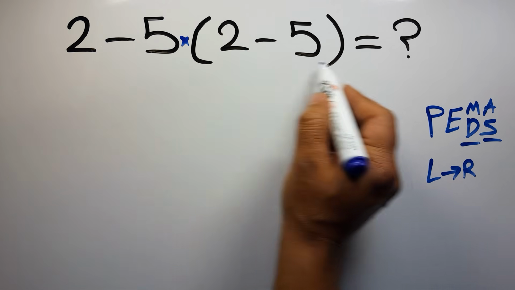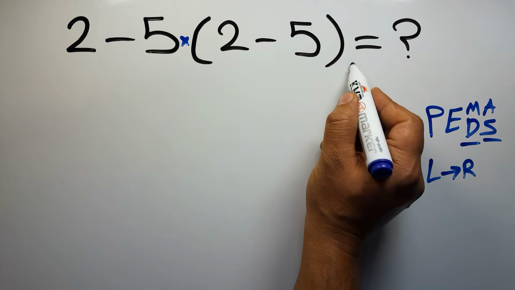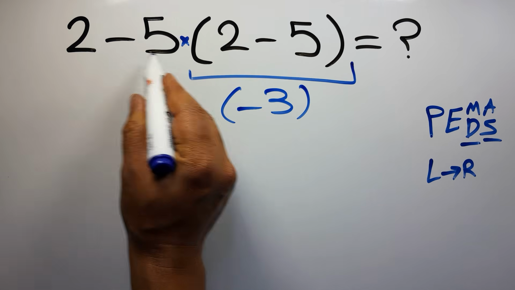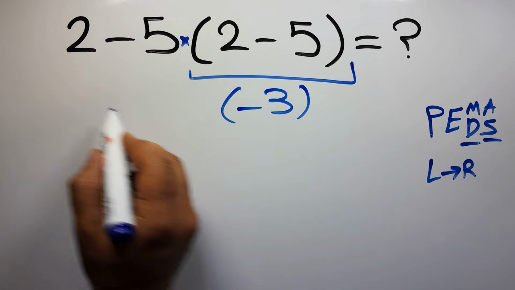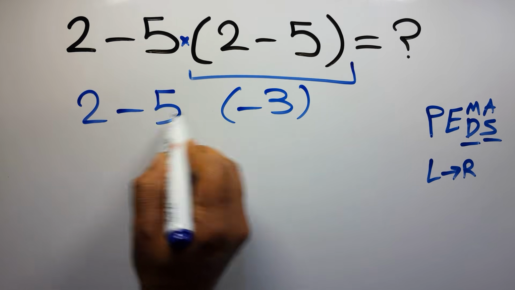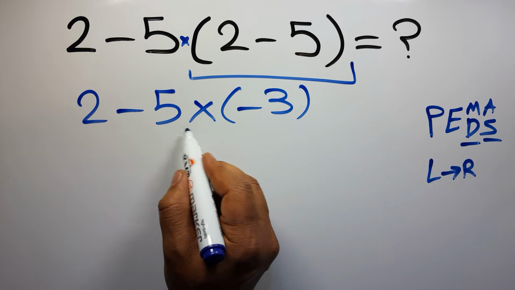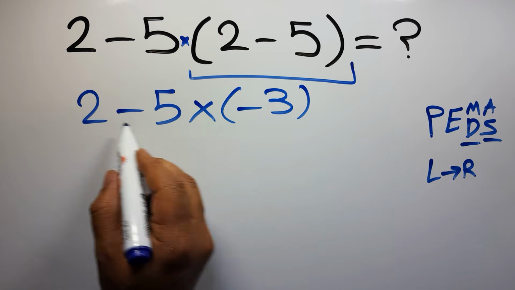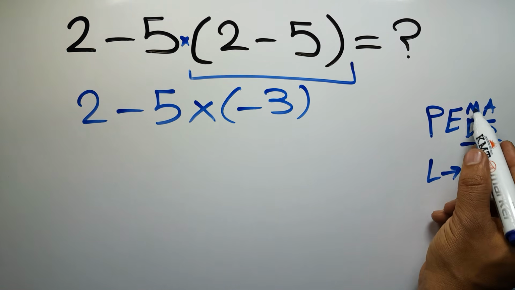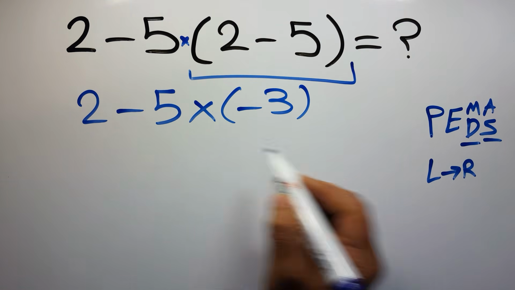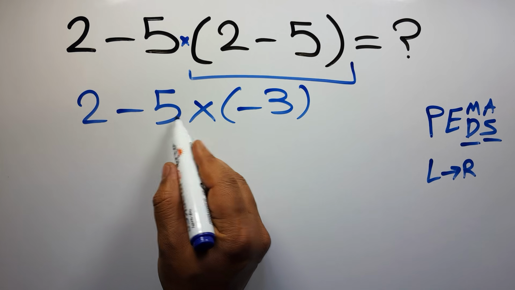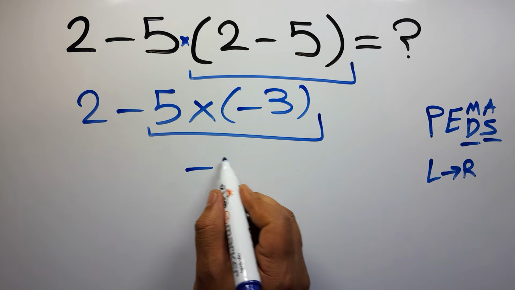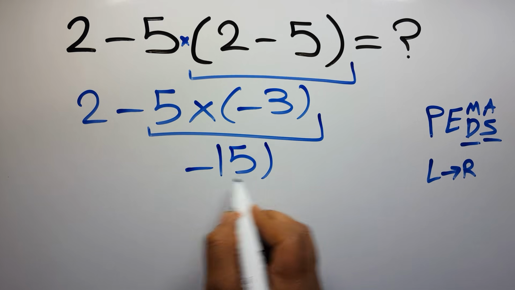Okay, inside this parentheses we have 2 minus 5 which gives us negative 3. So 2 minus 5 then times negative 3. Now we have one subtraction and one multiplication. According to PEMDAS, multiplication has higher priority than subtraction because multiplication comes before subtraction. So here first we have to do this 5 times negative 3 which equals negative 15.